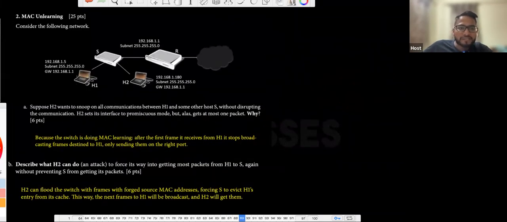Now, let's just try this question, and then we will come to this router again. So let's suppose this is one switch. S means switch, R means router, H means host. Suppose H2 wants to snoop all the communications from H1 and some other host. Let me just copy this question.